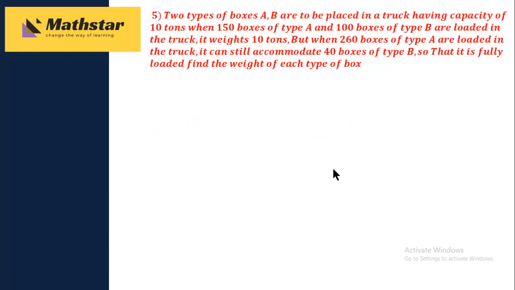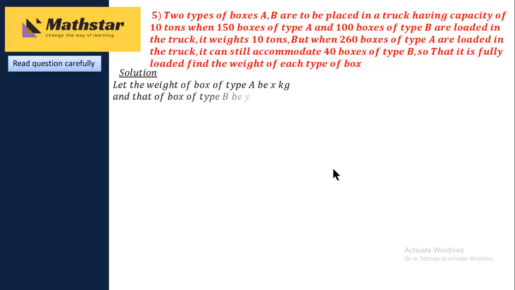Today we solve remaining problems from practice set 1.5. After reading the problem, we come to know that in this problem they have given us two types of boxes and we need to find out their weights. So first of all, we assume the weight of boxes of type A be x kg and that of boxes of type B be y.